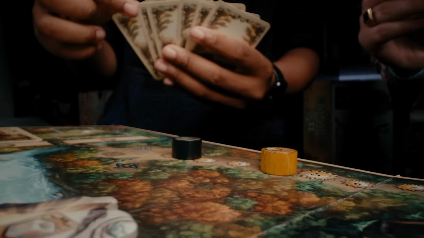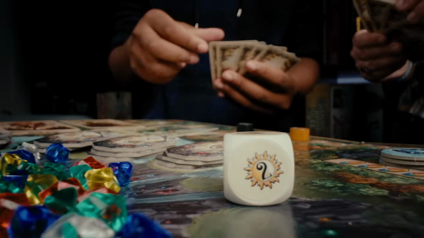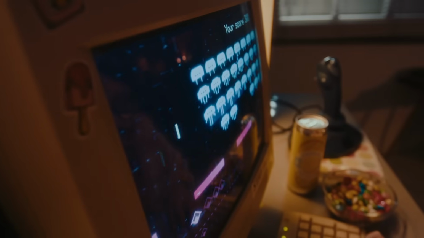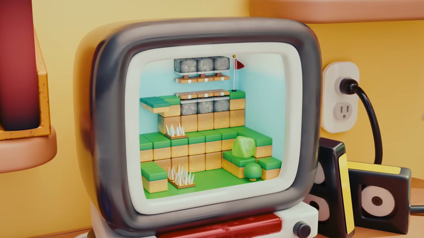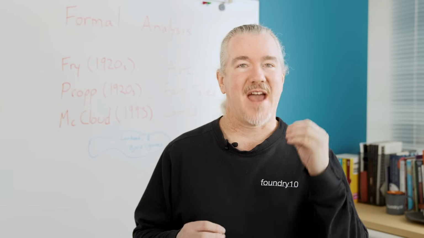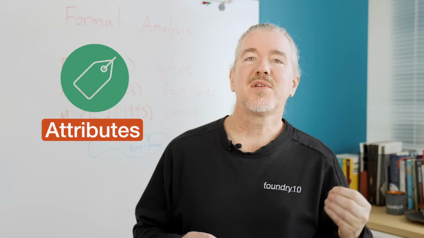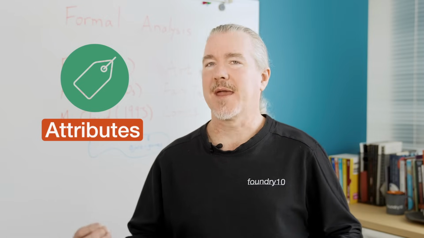In board games, components include things like the board, tokens, and cards. In digital games, they include characters, objects, platforms, and enemies. Components also have attributes, variables and characteristics that can sometimes change throughout the game.